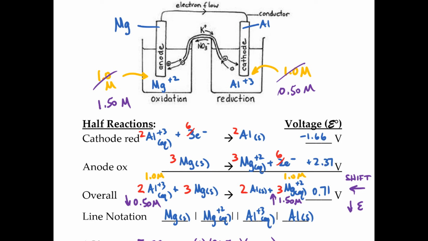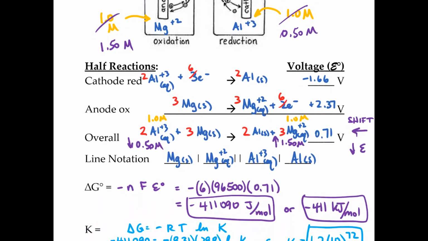You should have realized that the electrons had to be 6, so you had to multiply each equation, the first one by 2, the second one by 3. Do not multiply voltage, of course. And then when you add them together, you would get a 0.71. All right, the line notation, Mg to Mg plus 2 for the anode, Al plus 3 to Al at the cathode. Now, we're going to look at the delta G's.